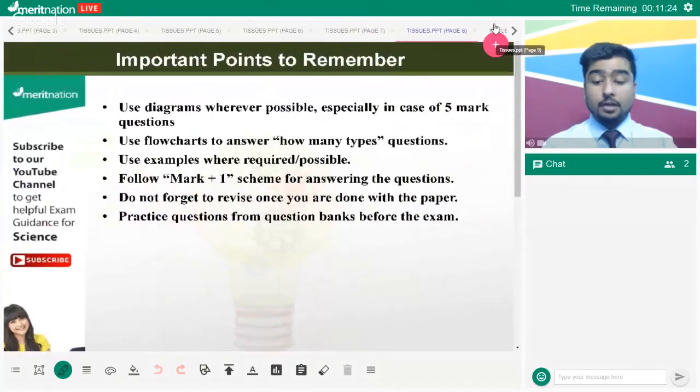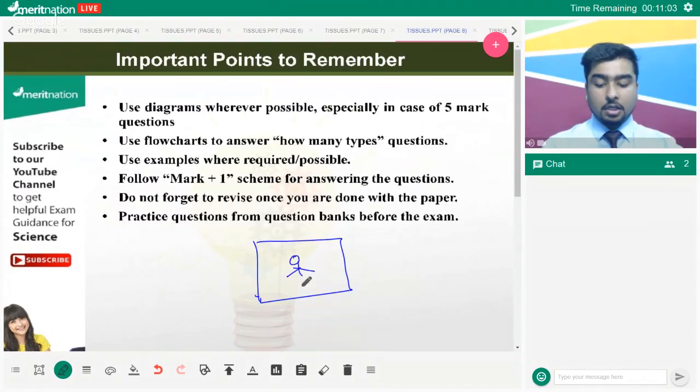Now, what should we follow while we are answering our questions? This particular chapter is filled with several diagrams, so make sure you draw diagrams very neat. While drawing diagrams, make sure that you label on one side. Always box your diagram and give a title. Do all the namings on only one side of the picture. Don't label everywhere. And if there are, let's say, how many types of permanent tissue or how many types of epithelial tissue, make sure you're using flowcharts. Examples: whenever you are talking about a tissue, make sure you're telling where they are generally found. That helps.